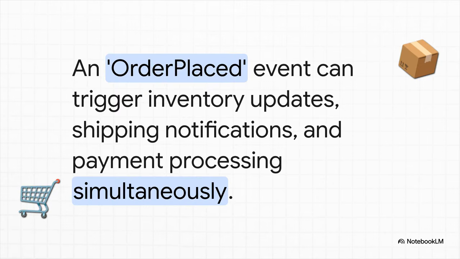Let's make this super concrete. Think about the last time you bought something online. That single click, place order, creates an order-placed event. Now that one event gets picked up by a bunch of different subscribers all at the same time. The inventory system hears it and immediately deducts the item from stock. The shipping department hears it and starts the packing process. The finance system hears it and processes your payment. And the best part, all of this happens in parallel, and none of those systems need to know anything about each other.